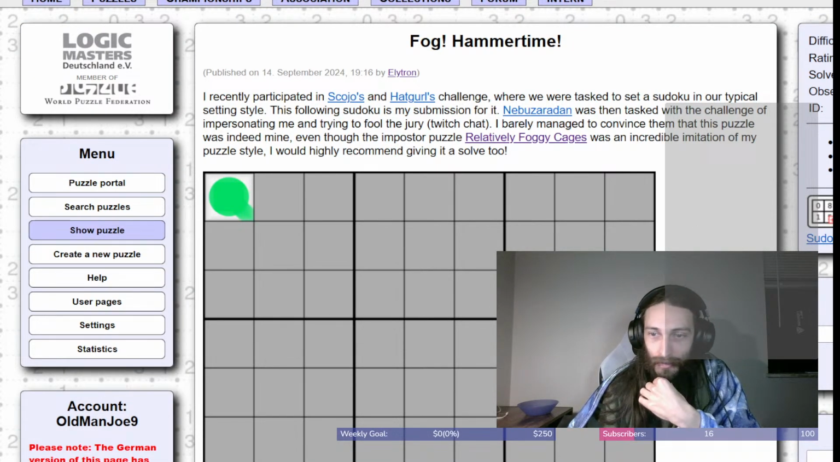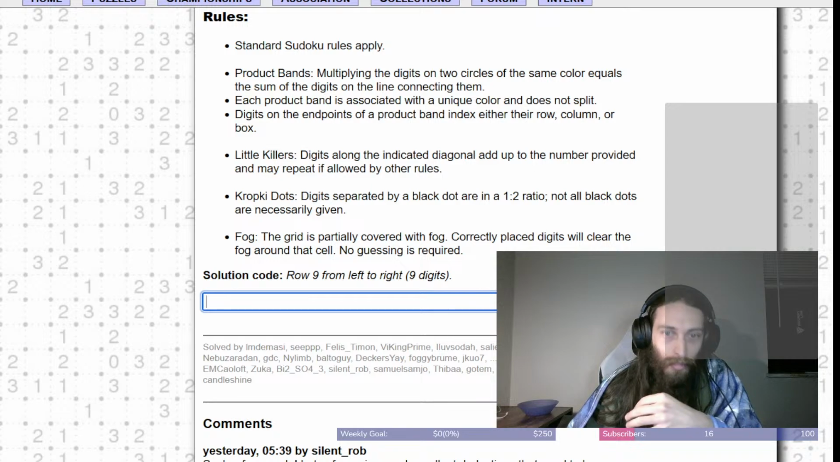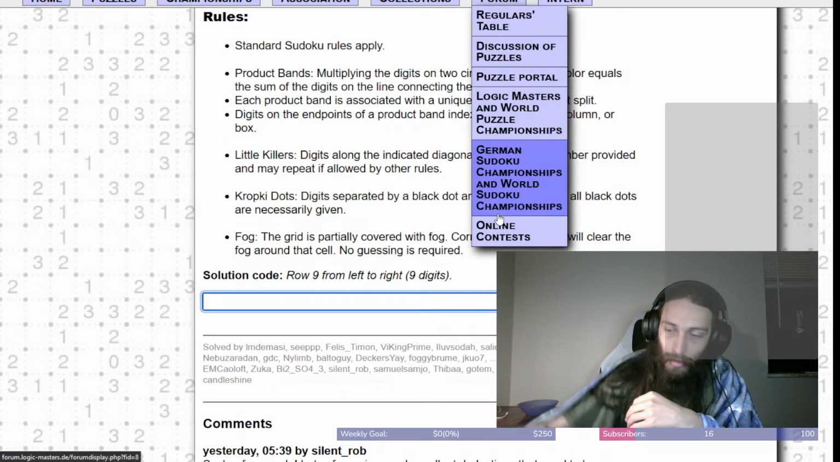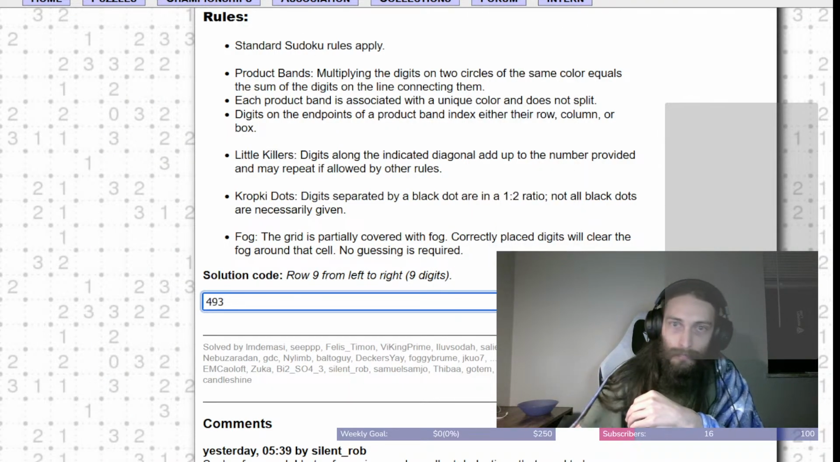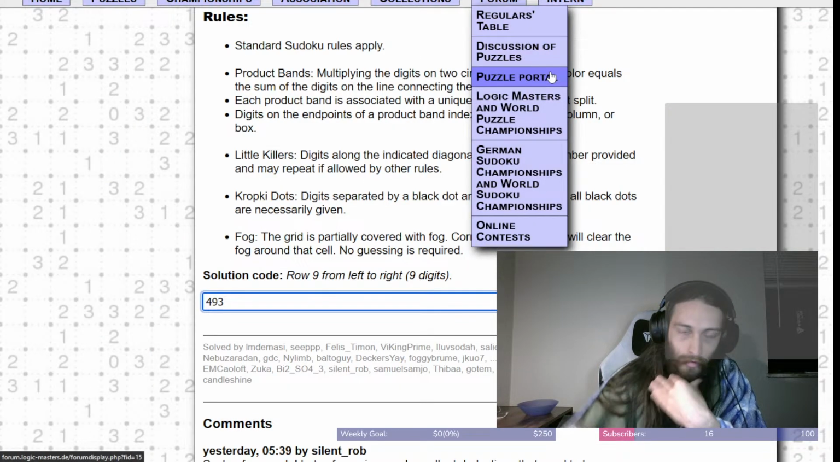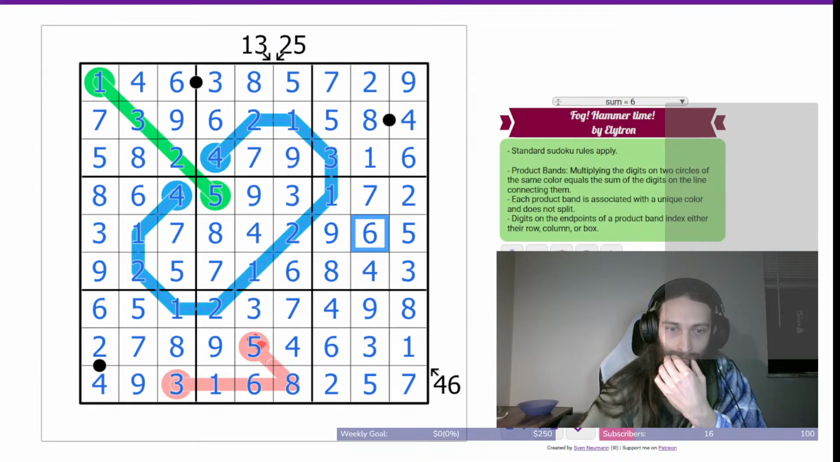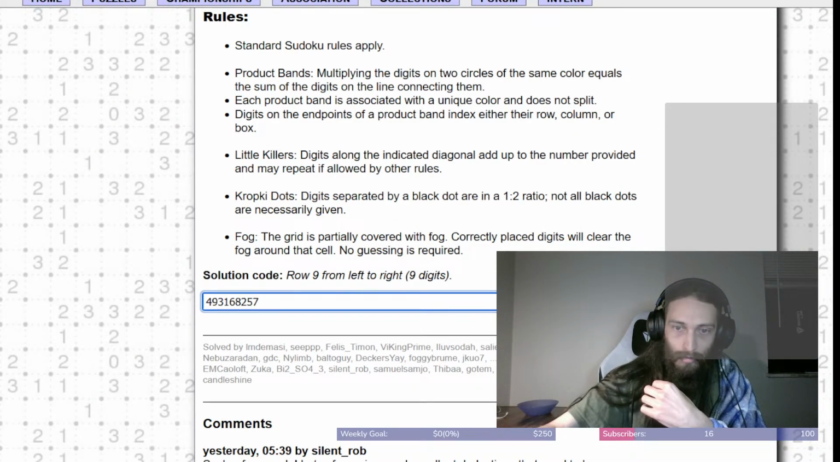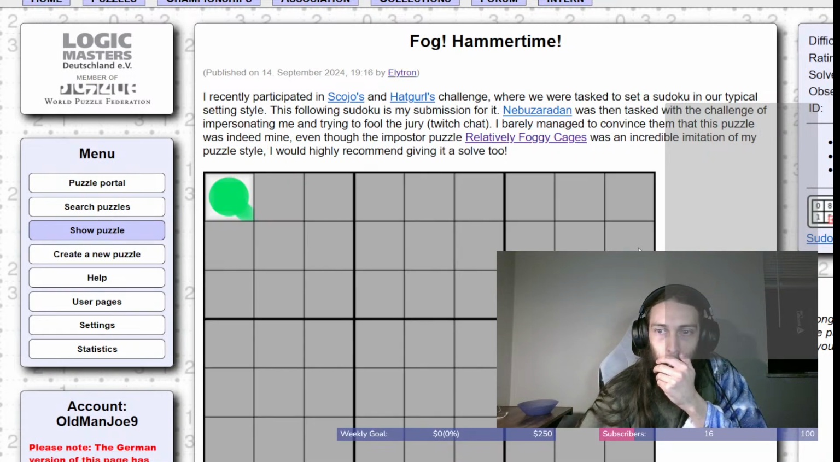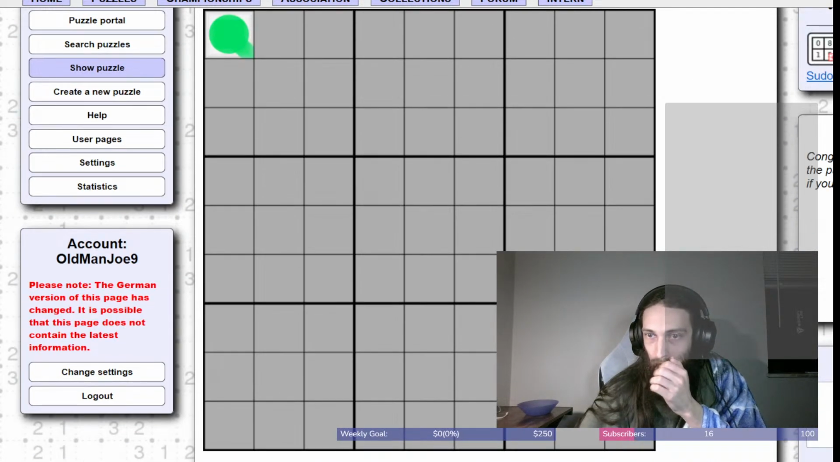Alright. Solution code. Row 9, left to right. 493, 168, 2, 5, and 7. And very nice. That was very fun.